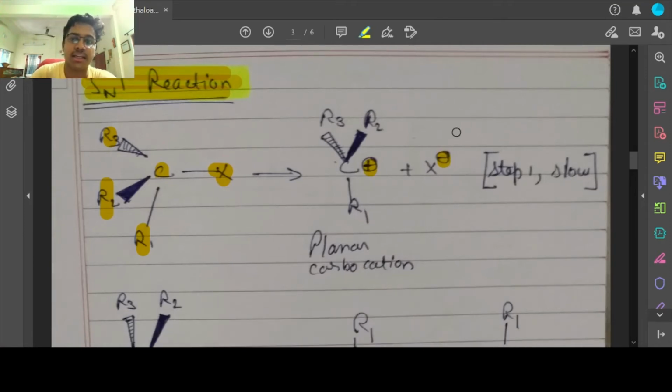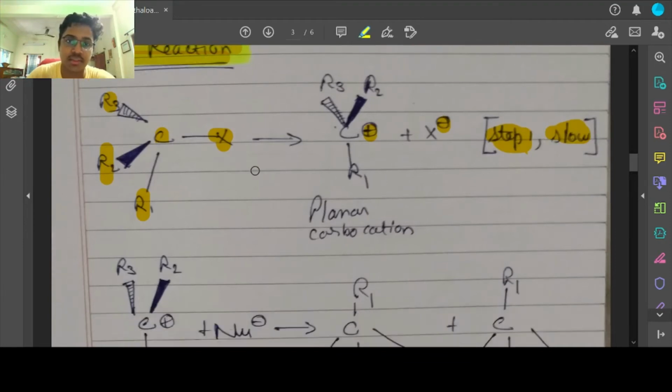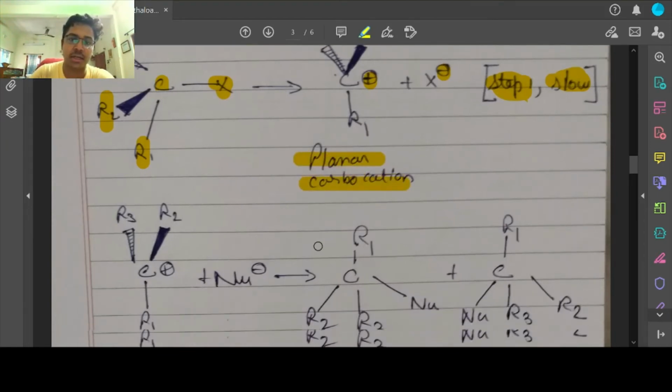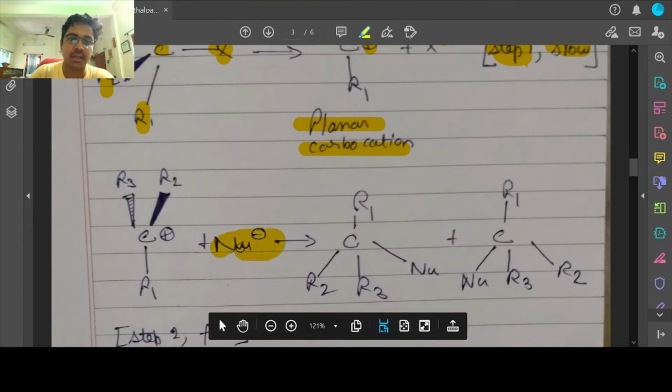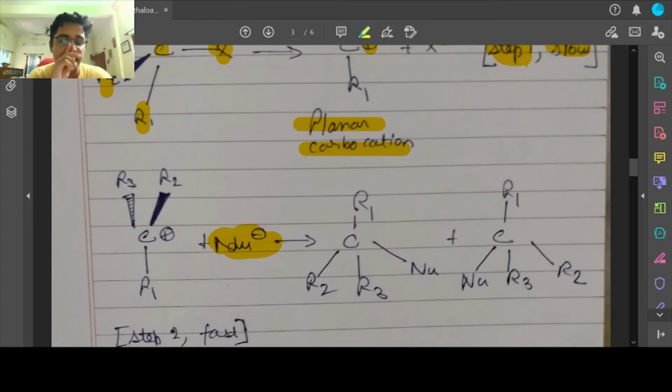The SN1 reaction occurs in 2 steps. Step 1 is slow, it is not a fast process. In the SN1 reaction, the first process is to break the carbon-halogen bond, so the carbon becomes positive and the halogen becomes negative. A planar carbocation is formed. Here is a nucleophile. I hope you know what a nucleophile is: nucleophiles are negatively charged species.